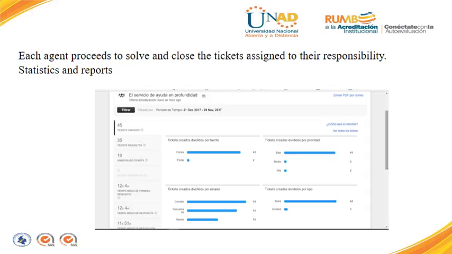Each agent proceeds to solve and close the tickets assigned to their responsibility, statistics, and reports.